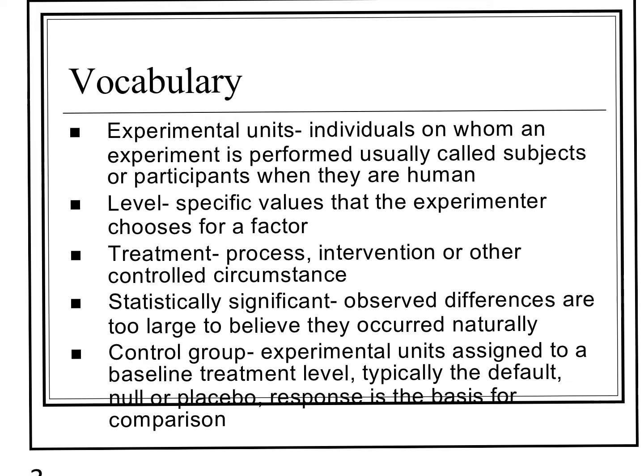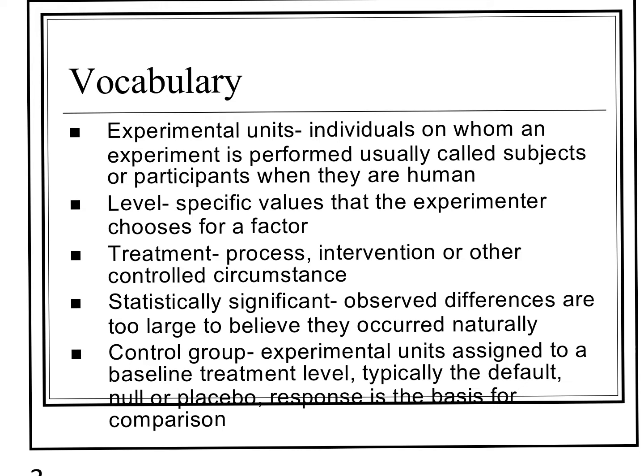The level is the specific values that the experimenter chooses for the factor. So how many levels of our factor, caffeine, did we have? We had 2, right? We had caffeine or no caffeine, right? Some or 0. Now, if I had an intermediate soda that had like half the caffeine as Diet Coke, then we would maybe have 3 levels. Our treatment was the caffeine, was giving you the soda. It's a controlled circumstance.